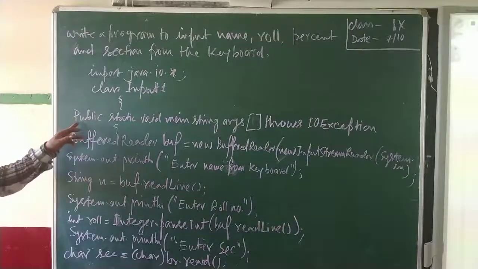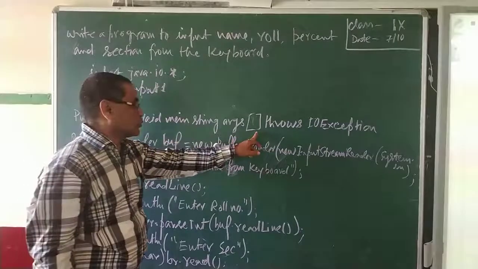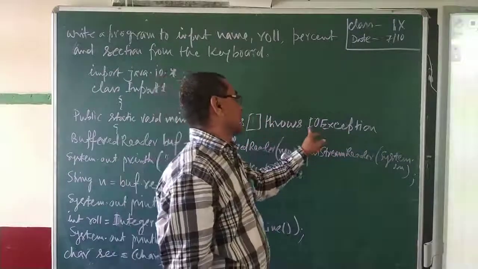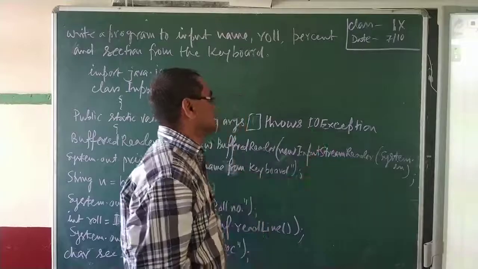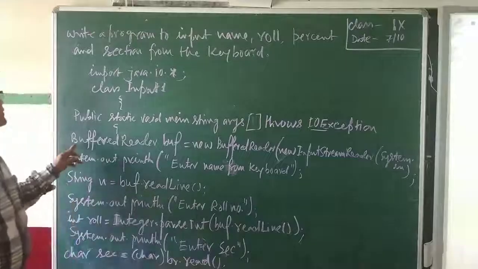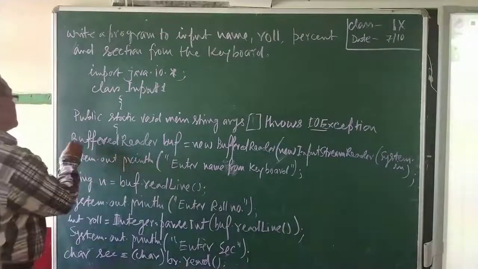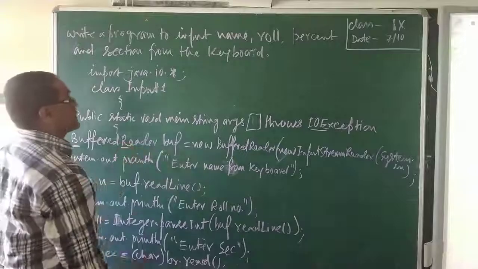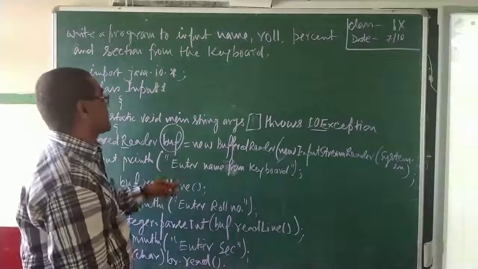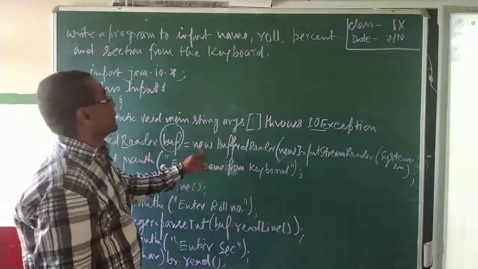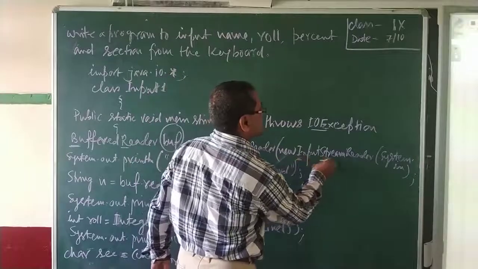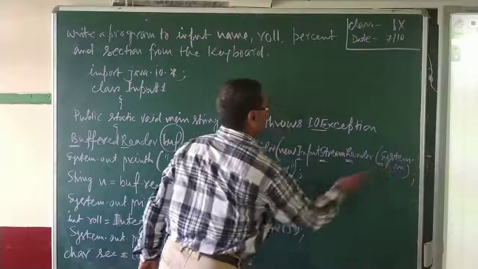Don't give input. Now public static void main, String args, so far we should write. After that this line is added here: throws IOException, IOE in capital letters. Now BufferedReader, B in capital, R is capital, and buff is the object. Instead of buff you can write some other name, but the rest is fixed. New BufferedReader, new InputStreamReader, and System. These are capital letters.